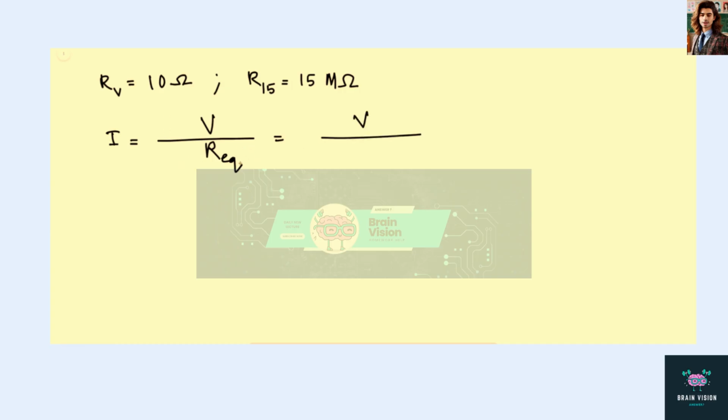Now we need to know what the equivalent resistance will be in order to plug it in the denominator. So we have R in series with the parallel combination of RV and R15. R is in series, so we add this to the equivalent resistance of these two resistors. Now these two resistors are in parallel, so the equivalent resistance of the parallel combination is this.